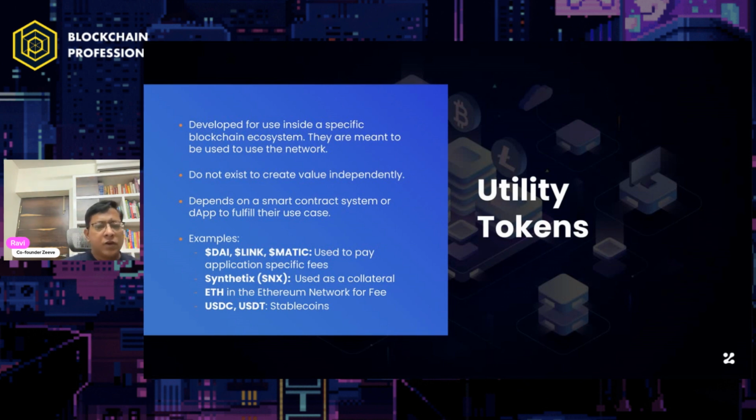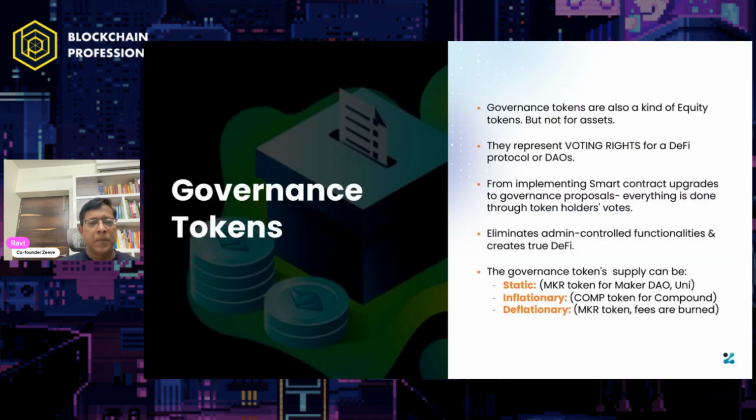It may be used as collateral, like in the case of synthetics, and stable coins, as we see, are all utility tokens, where they are backed by a certain collateral. It may be fiat collateralized, or it may be crypto collateralized, like we see in the case of DAI, or it may be algorithmic, like what we saw with the case of Terra Luna, etc. So all these are utility tokens.